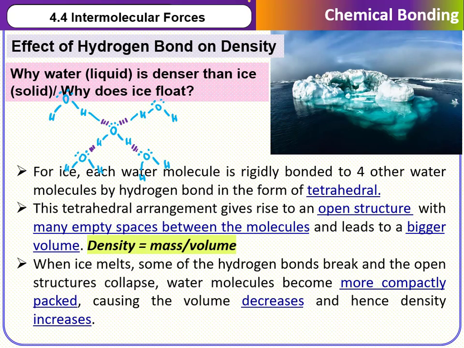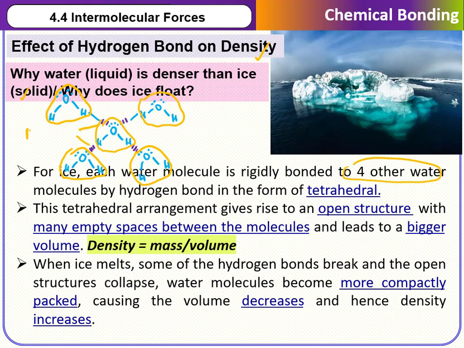Next, let us look at the effect of hydrogen bond on density. Question: why is liquid water denser than ice, which is water in solid state? Or why does ice float? For ice, each water molecule is rigidly bonded to the other 4 water molecules. So this is the structure for ice, in which each water molecule is rigidly bonded to the other 4 water molecules by hydrogen bond in the form of a tetrahedral.